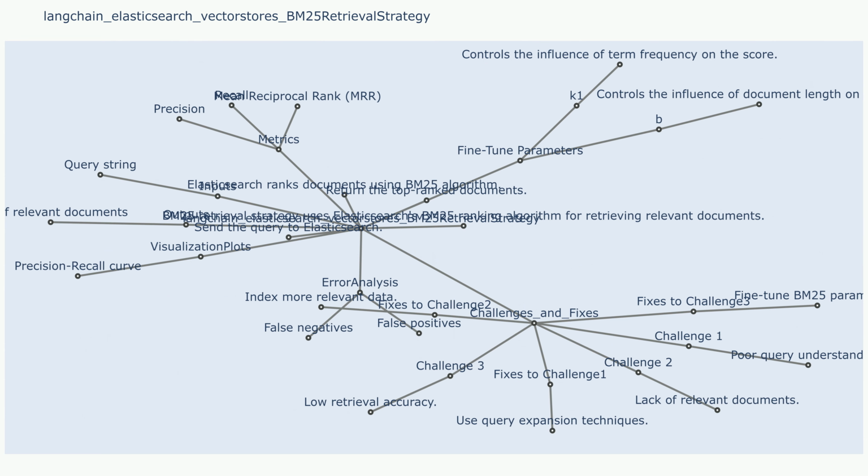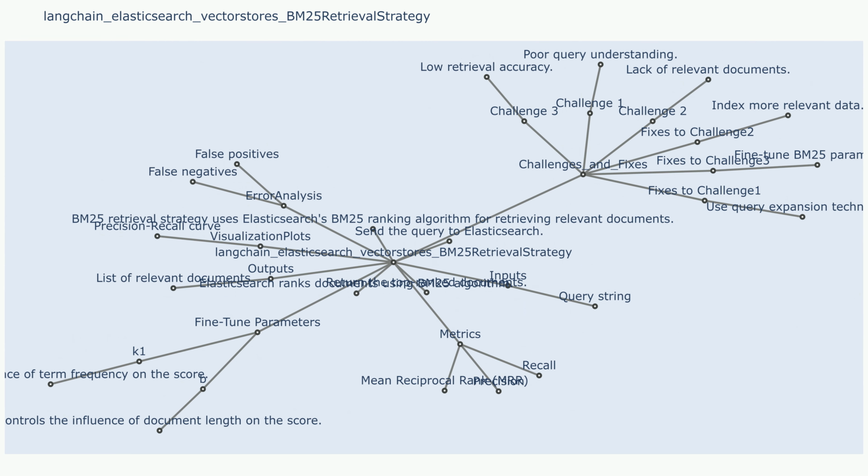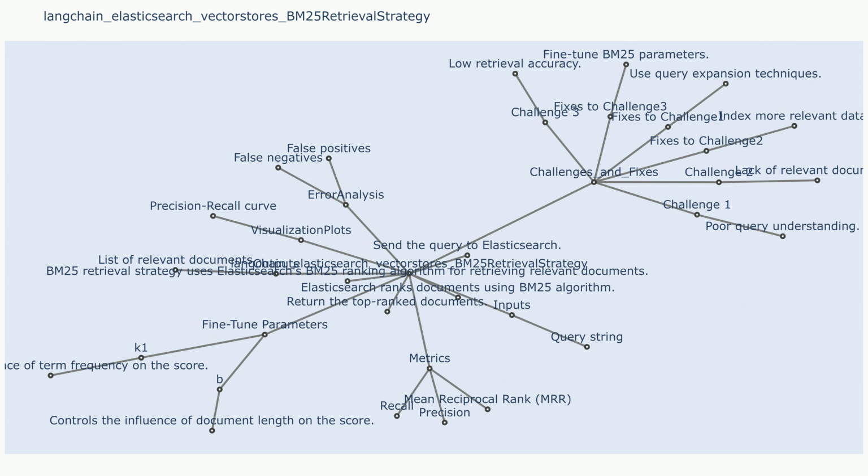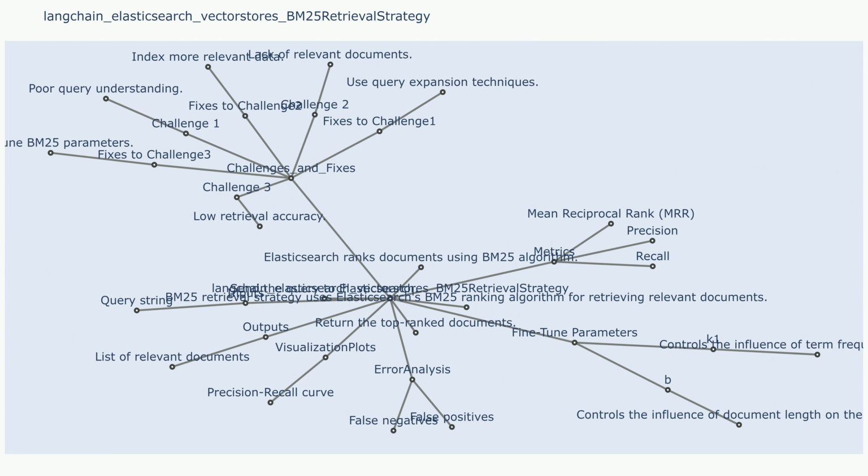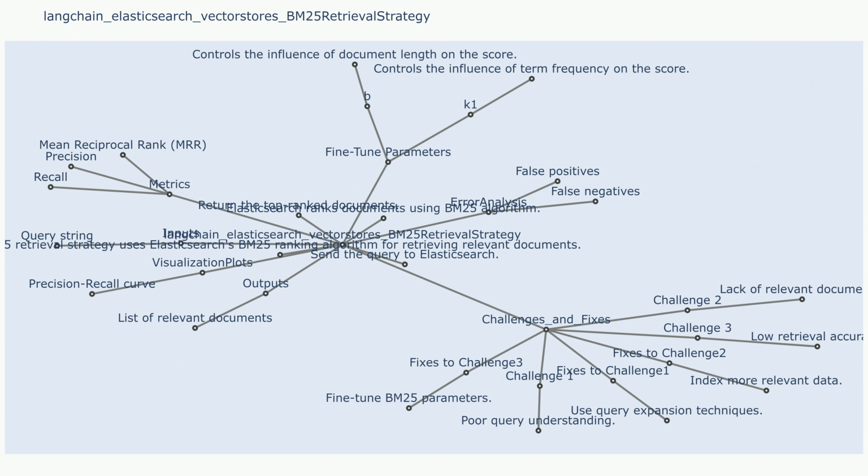Recall measures the proportion of relevant documents that are retrieved. This metric helps assess how well the retrieval strategy captures all relevant documents. Precision measures the proportion of retrieved documents that are actually relevant. This metric assesses the accuracy of the retrieved results. Visualization plots. Precision-recall curve, a plot that visualizes the trade-off between precision and recall at different retrieval thresholds. This plot helps evaluate the effectiveness of the retrieval strategy.